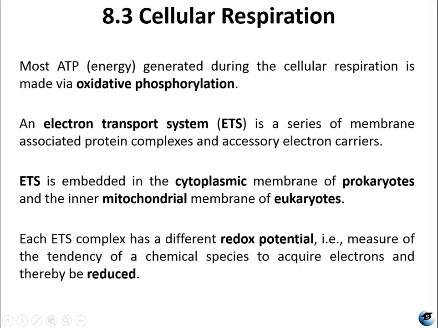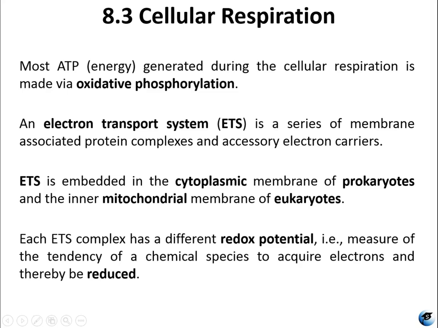Most ATP is generated during what is known as oxidative phosphorylation, the electron transport system. Okay, ETS, and you have also heard ETC, electron transport chain. These are talking about the same thing. It's just that this book calls it electron transport system rather than electron transport chain, which is kind of unusual. But it's a series of membrane protein complexes and electron carriers. It's embedded in the cytoplasmic membrane in prokaryotes, and it's in the mitochondrial membrane in eukaryotes. See, because prokaryotes don't have mitochondria and eukaryotes do, and the mitochondria in eukaryotes are primarily responsible for making energy.